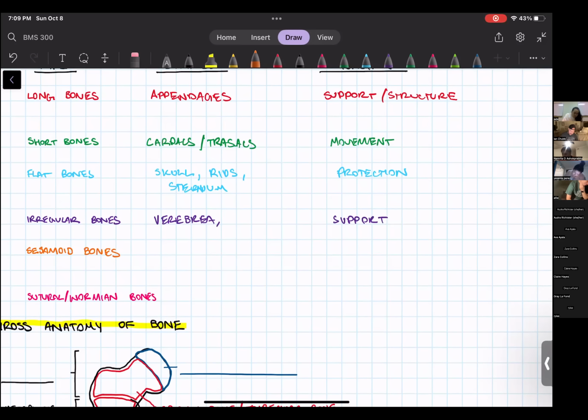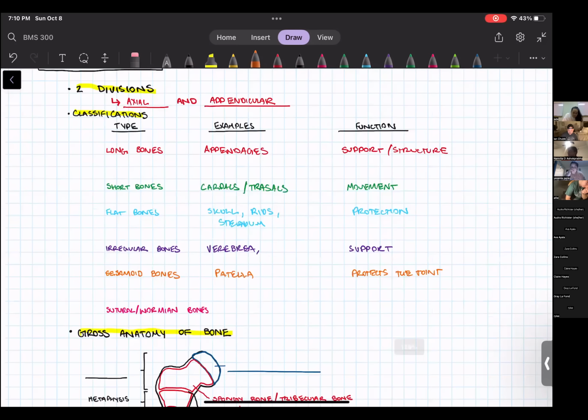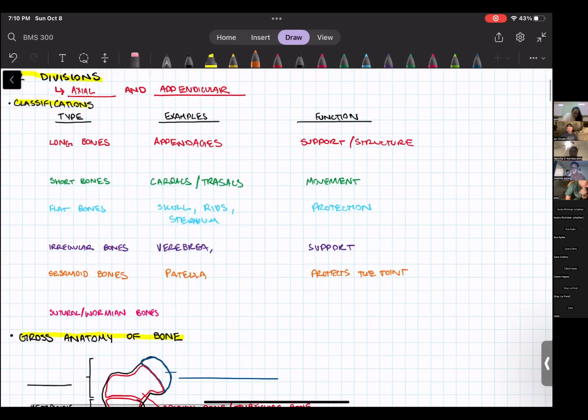And then what about the sesamoid bones? I think there's really only one. That's going to be your patella. So patella basically protects. I think there's one more, but I'm just going to focus on patella. It protects the joint, specifically the knee joint, right? Sits in front of the knee. So again, know these, feel comfortable with these. He'll ask questions about them.